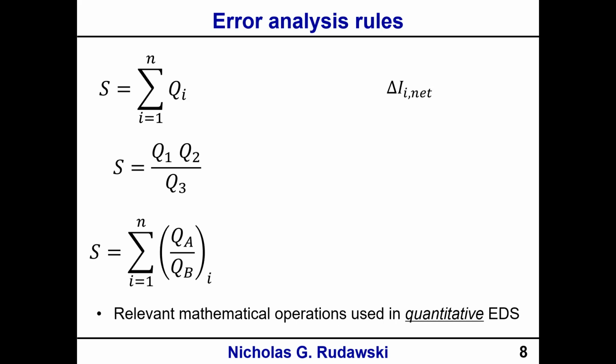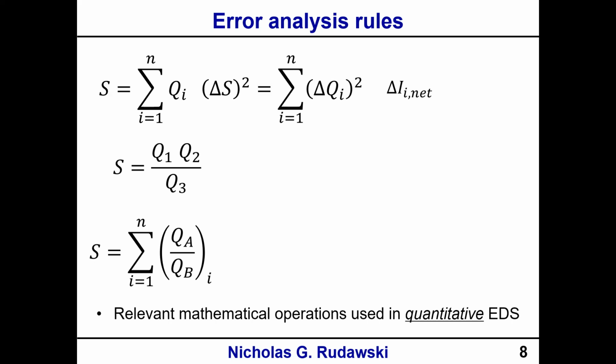Now we're going to get into the error analysis part. Before we get into the nitty gritty, we want to go over some basic error analysis rules. We have the three relationships on the left here. If we have a sum of quantities, where S is the sum and Q is the quantity, the square of the error in S is equal to the sum of the squares of the error for each of the individual quantities. That's what we do if we have a sum.